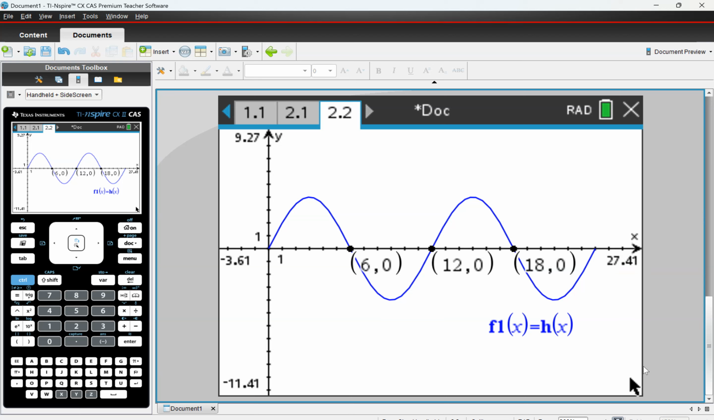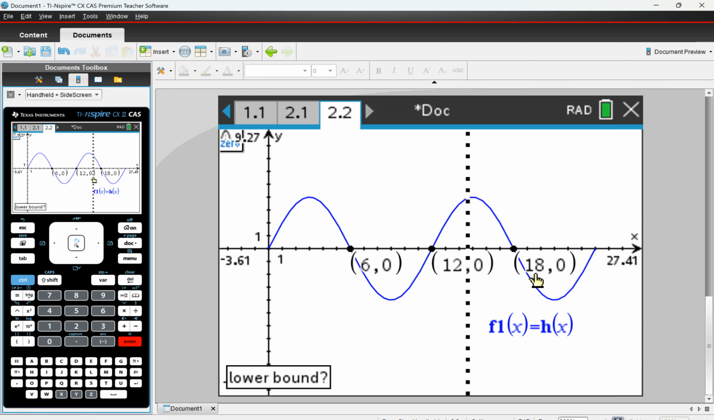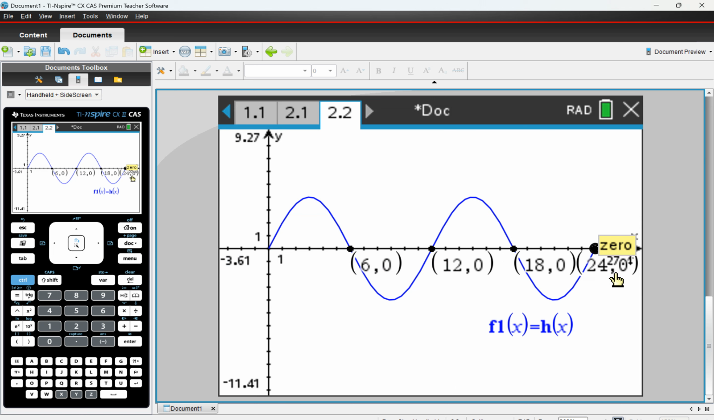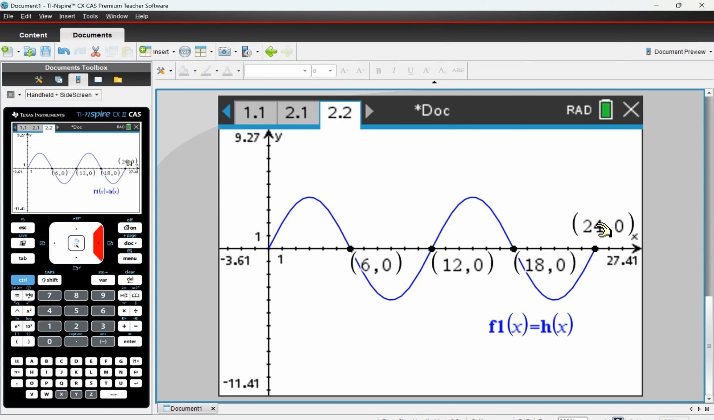All right, so you can find the x-intercepts that way. You can go menu 6, 0. That's to find x-intercepts. Select to the left of where the x-intercept is, then to the right of the intercept, select once, and then it just tells you. Alternatively, you could have gone back here and solved h of x equal to 0. So let y equal 0, solve for x. You get the same points.